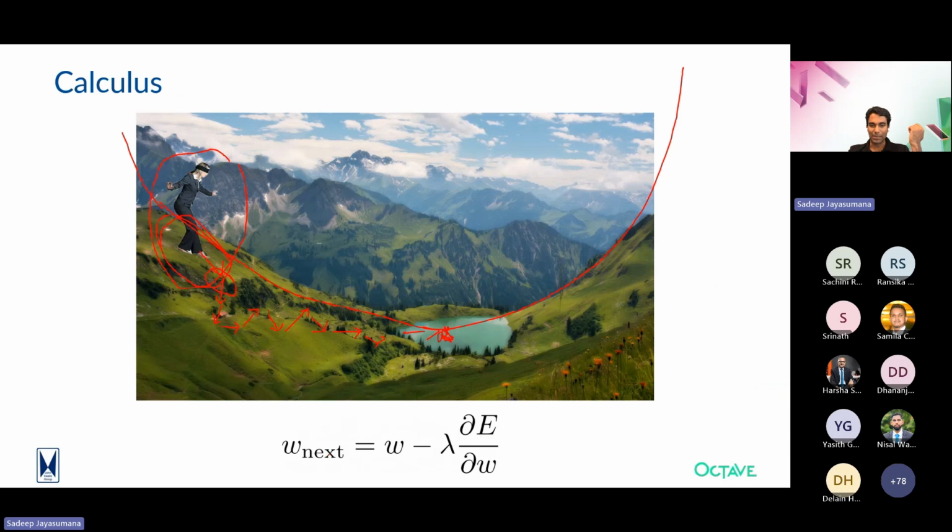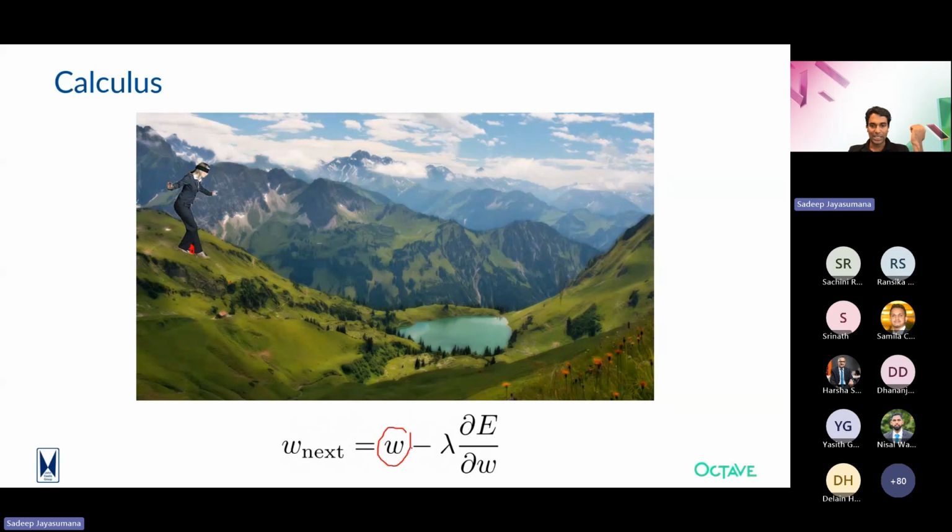So this is the mathematical explanation. Let me explain it. This is exactly what I described earlier. W is your current location, this one, and W next is your next location.